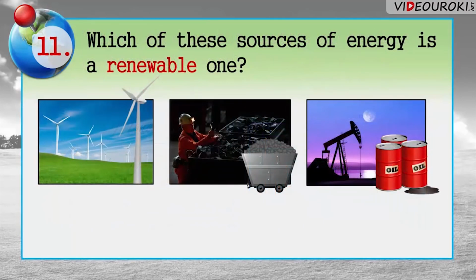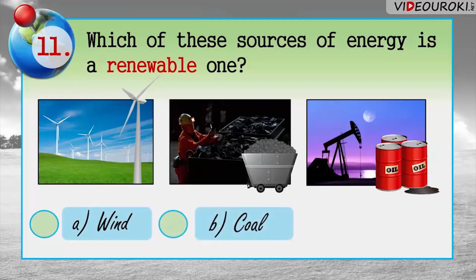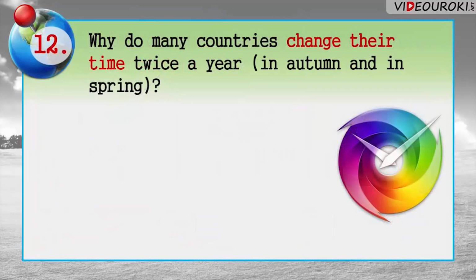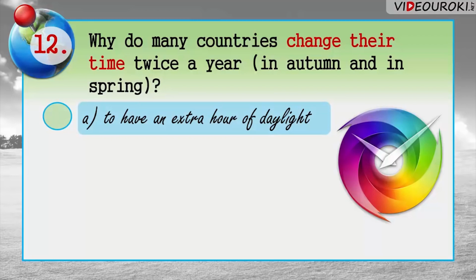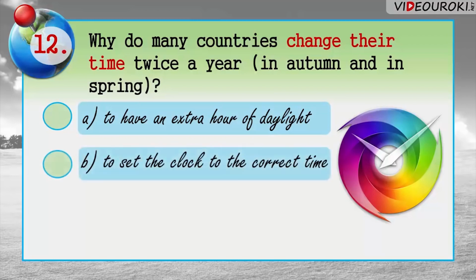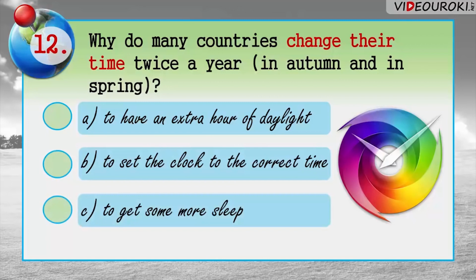Question number 11. Which of these sources of energy is a renewable one? A. Wind. B. Coal. C. Oil. Correct answer is A. Wind. Question number 12. Why do many countries change their time twice a year, in autumn and in spring? A. To have an extra hour of daylight. B. To set the clock to the correct time. C. To get some more sleep. Correct answer is A. To have an extra hour of daylight.